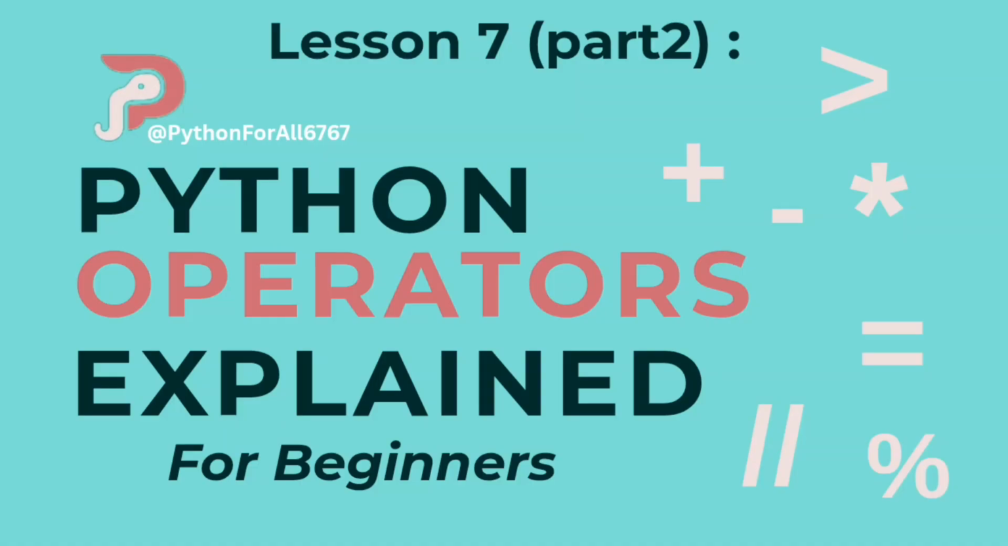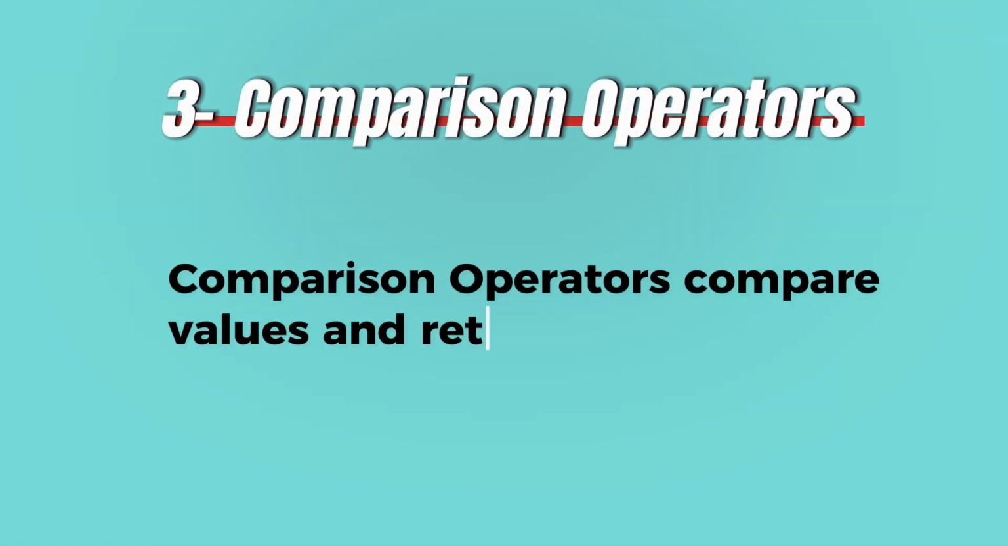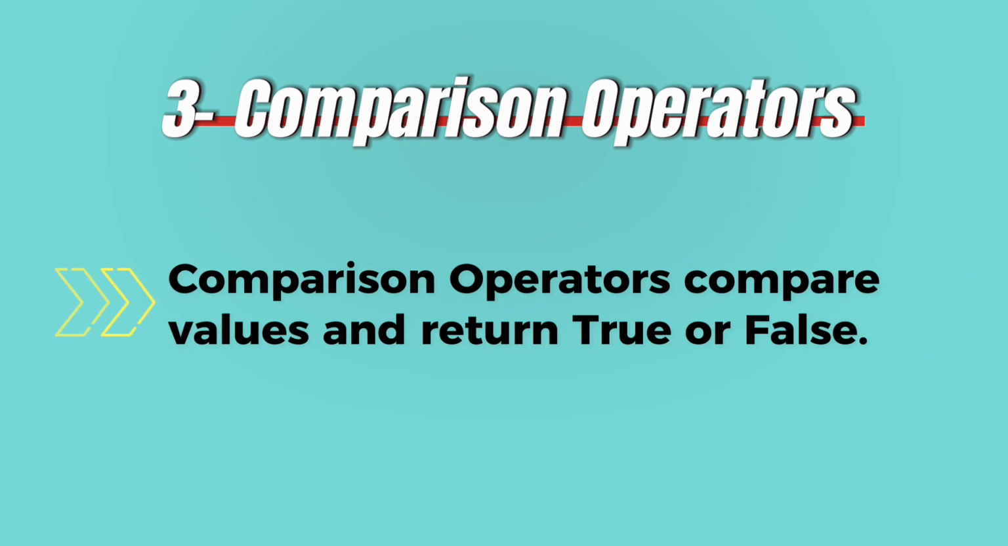In the last video, we explored arithmetic operators in Python. In this video, part 2, we'll continue our journey and dive into the remaining types of operators. Let's get started. In Python, comparison operators are used to compare two values and return a Boolean result, either true or false, based on whether the comparison is correct.